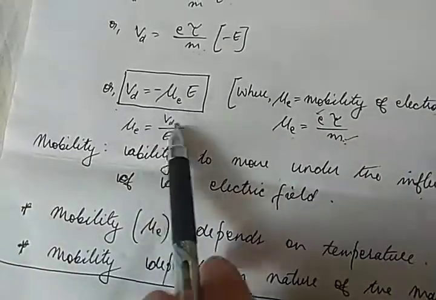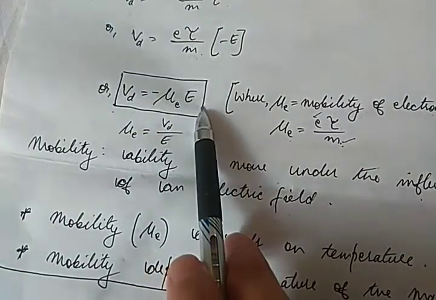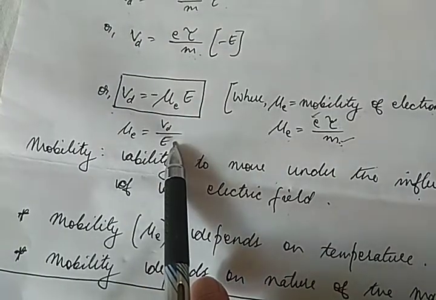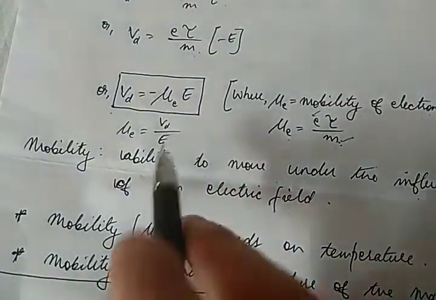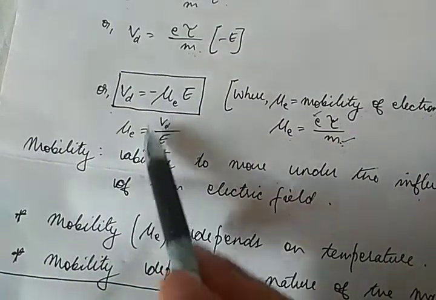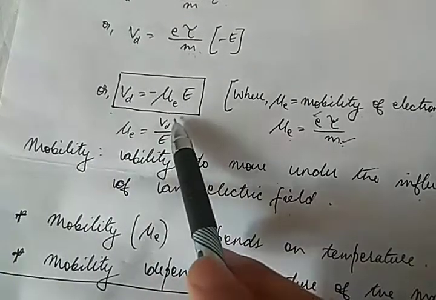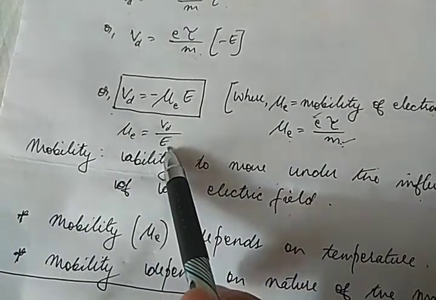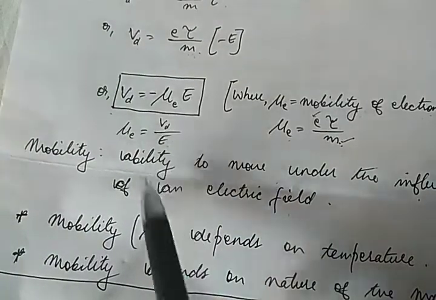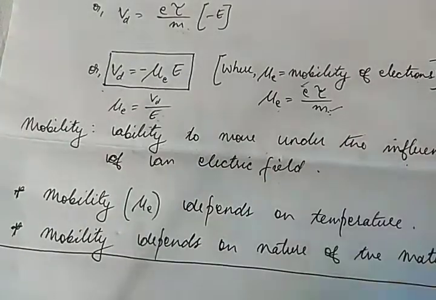From this expression, Vd is minus mu e, mobility, into the electric field. We can also write mobility is Vd upon E. So from here we can give a quantitative definition of mobility. We can say mobility is the ratio of the drift velocity to the electric field. If you are asked the definition of mobility, you can write that too.